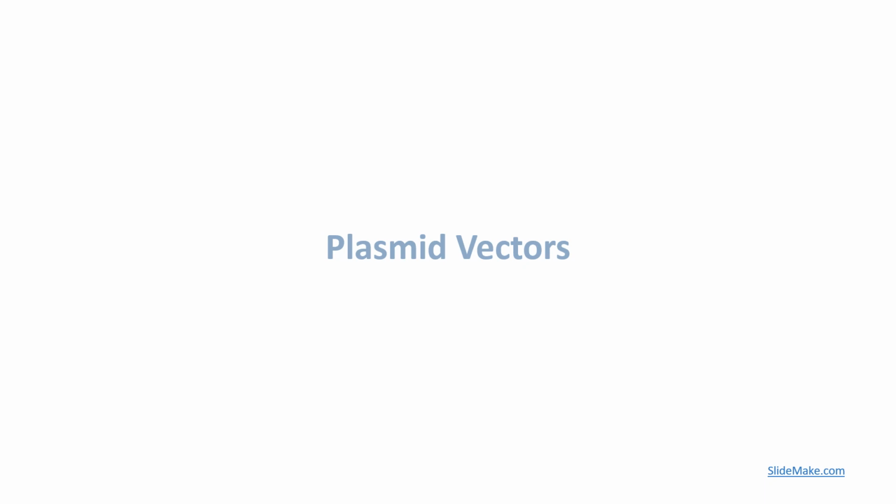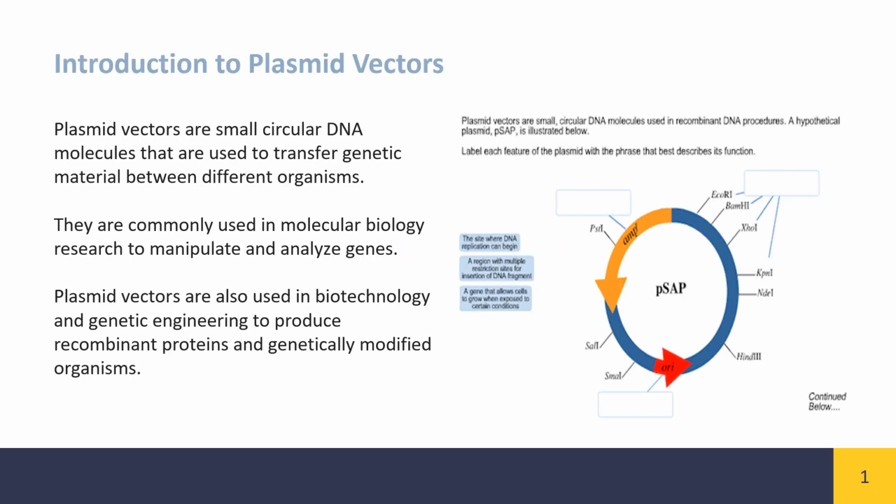As a part of my assignment, today I am going to tell you about plasmid vectors. Plasmid is a type of vector commonly used in recombinant DNA technology. Plasmid vectors are small circular DNA molecules that are used to transfer genetic material between different organisms. Most plasmid vectors are artificially created in the laboratory. They have a higher replication rate and are widely used in the field of genetic engineering and biotechnology.